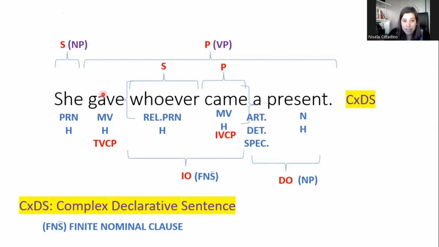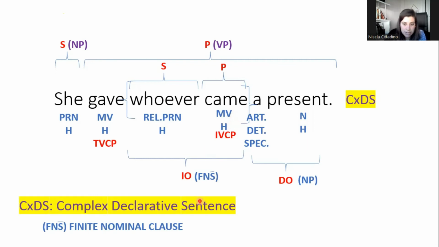Yes, because gave is completing a present, but whoever came is a different thing. It's a different province. So it is an intransitive verb. It needs no object. Came is not connected with a present. So came is an intransitive verb of complete predication.